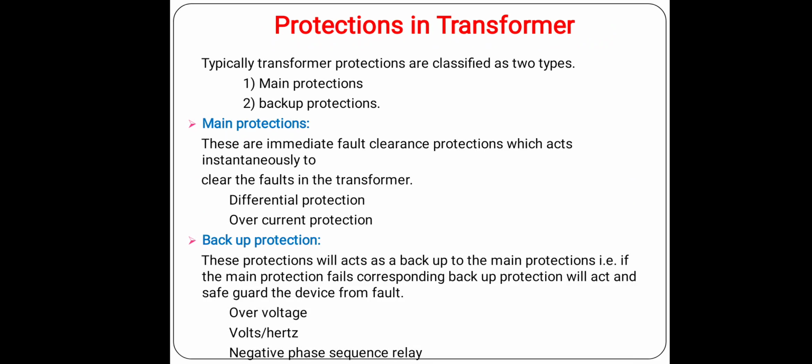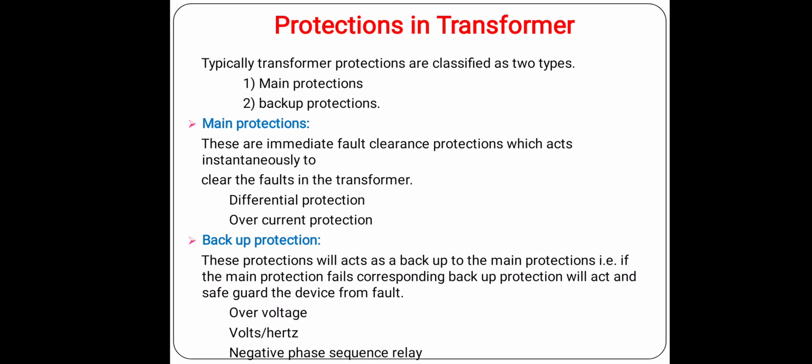Next one is protections in the transformer. There are two types of protection, the main protection and the backup protection. We will talk about the main protection first. These are immediate fault clearance protections which act instantaneously to clear faults in the transformer, that is differential protection and overcurrent protection. The backup protection acts as a backup to the main protection. If the main protection fails, the corresponding backup protection will act to safeguard the device from the fault.